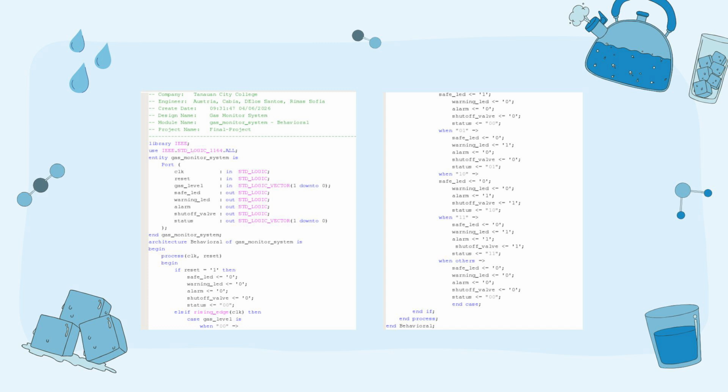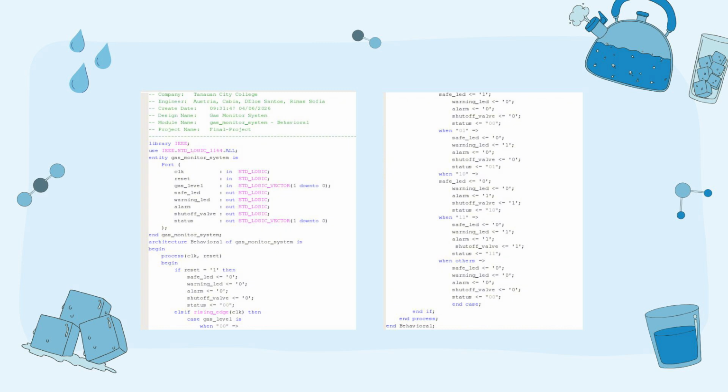The main logic is implemented using an always block triggered at the positive edge of the clock or reset, making the system a synchronous sequential circuit. When the reset is activated, all outputs are turned off, ensuring the system starts in a safe state. The system uses a case statement to determine the output based on the gas level input.